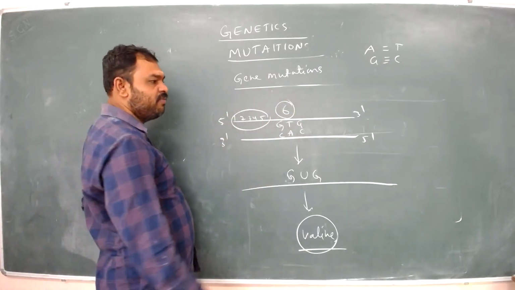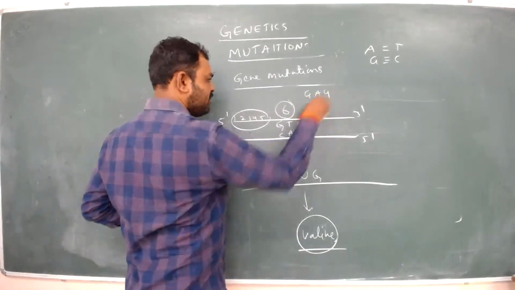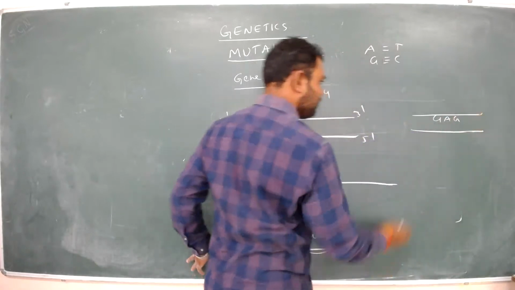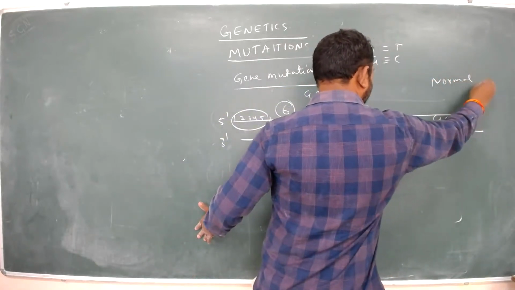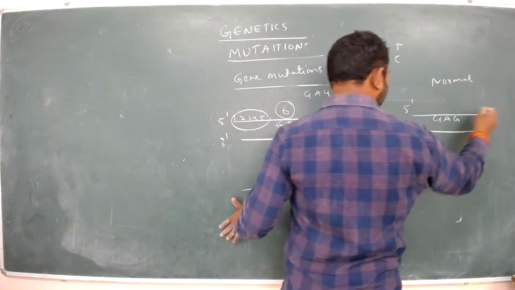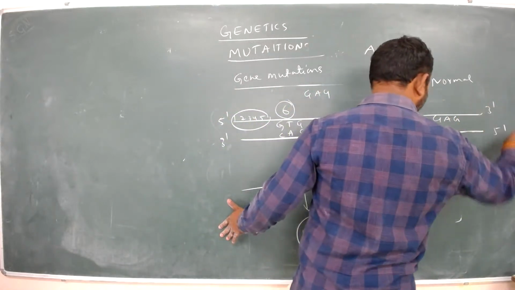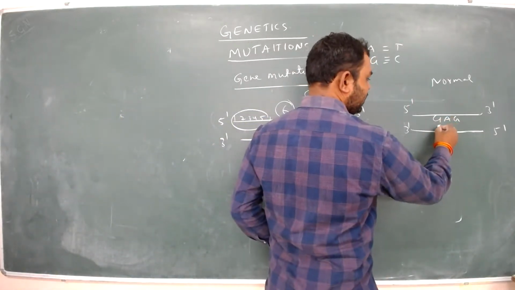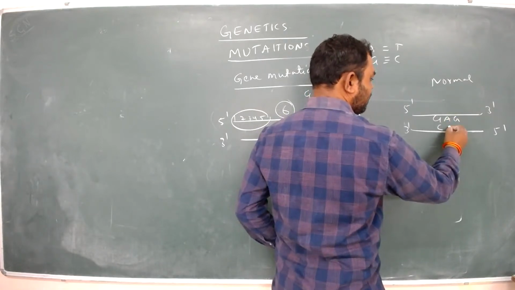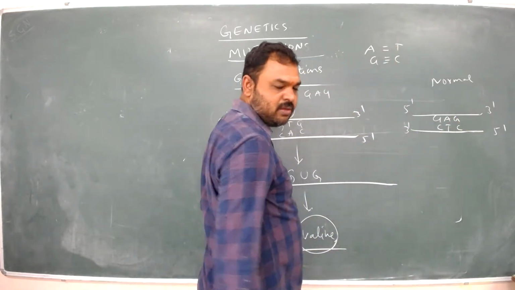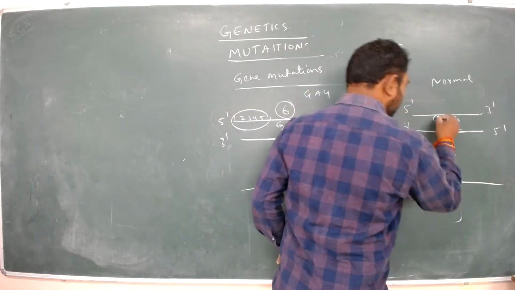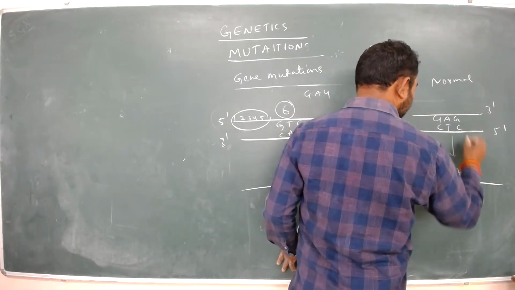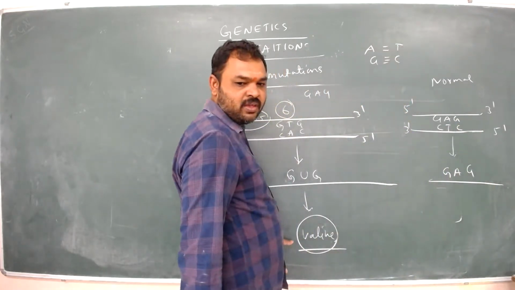In the sixth codon, the normal sequence is GAG. This is the normal phenomenon. It is 5 to 3 prime here, and 3 to 5 prime here. Normal sequence is GAG, but what is the complementary sequence? C, T, C. But what codon will come in mRNA? C means G, T means A, and C means G. GAG is there.